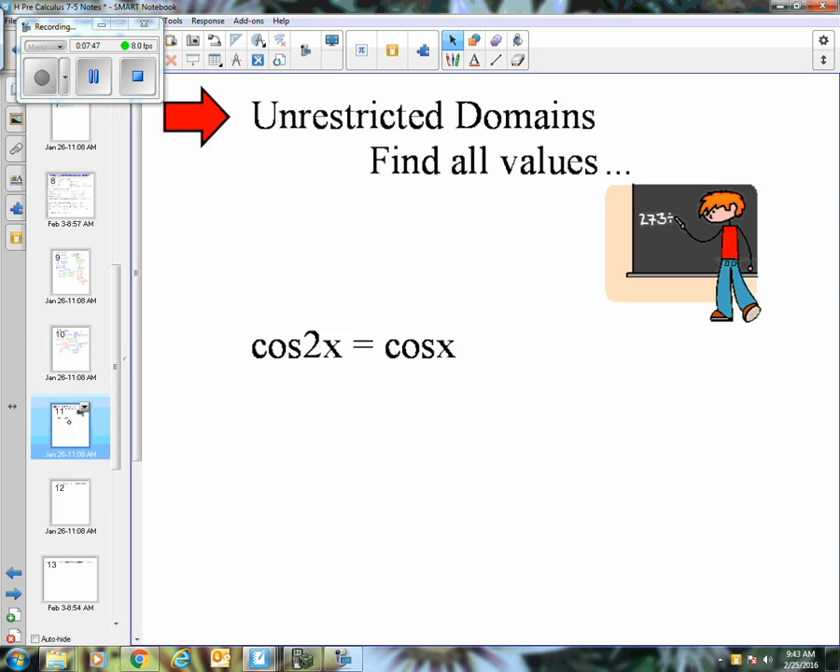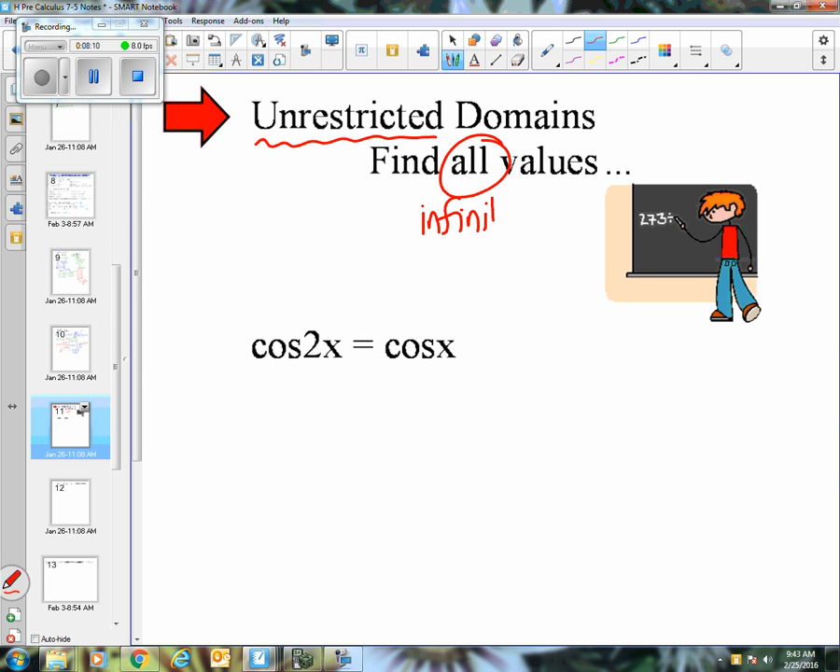Okay, we're going to transform now into some of the different ways that we could write our answers. Because remember, we have to limit our domain so we can see how many solutions we want. So if it's not limited, how does that change how we express our answers, our solutions? If it's unrestricted and we're finding all values, that means we're going to have infinitely many, all those coterminal values that we talked about before. All right, so let's take a look at the next one.